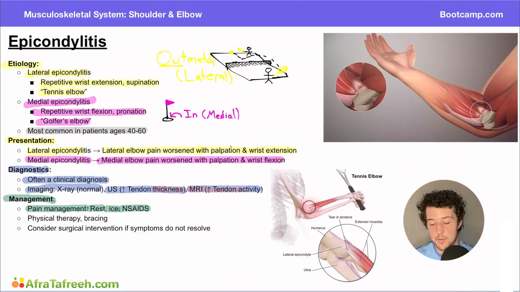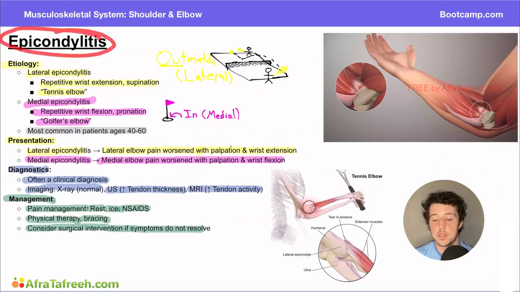We may also add physical therapy or using a brace during movement or the sport involved in order to reduce pain and further injury. And finally, if a patient's symptoms are refractory to rest and physical therapy, we should consider surgical intervention. All right, let's do a recap and then we'll do a practice question together.